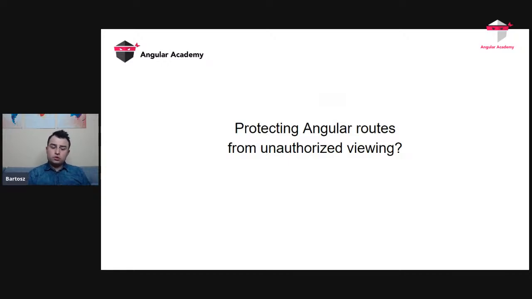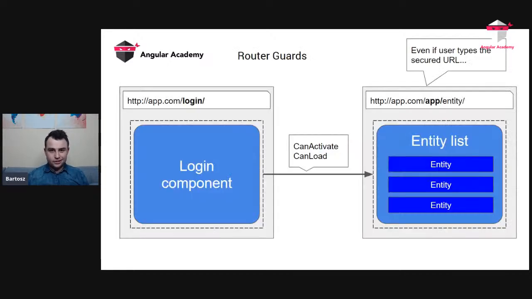And how do we want to protect a route from unauthorized viewing? With router guards. Imagine that we have this app also on the REST API part. We have similar paths that we want to secure on our front-end part, right? So imagine we have the app entity, and this has to be secured, and we can use a canActivate or canLoad router guard, and canLoad would prevent loading those bundles if it's a lazy loading part.